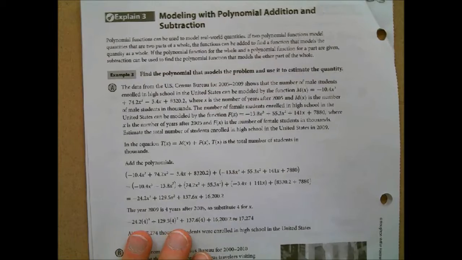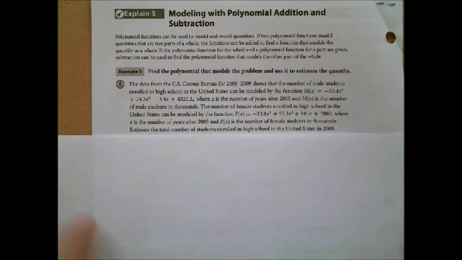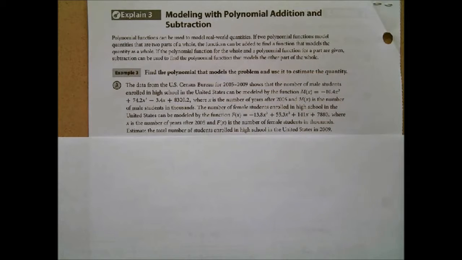All right, now I just want to talk about a few of these problems right here. First of all, this is a wall of text, but let me just read through it real quick, because it's actually much easier than you might expect. The data from the U.S. Census Bureau for 2005 to 2009 shows the number of male students enrolled in high school in the United States. So the number of males in high school in the United States can be modeled by the function m of x equals negative 10.4x to the third plus 74.2x squared minus 33.4x plus 8,320.2, where x is the number of years after 2005, because it's between the years 2005 and 2009.